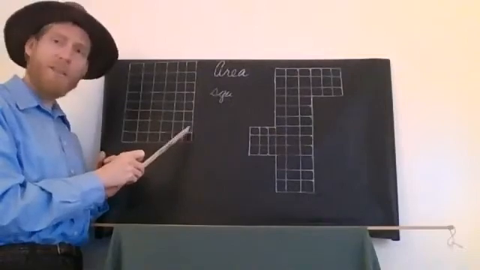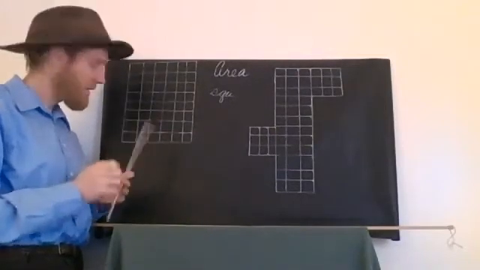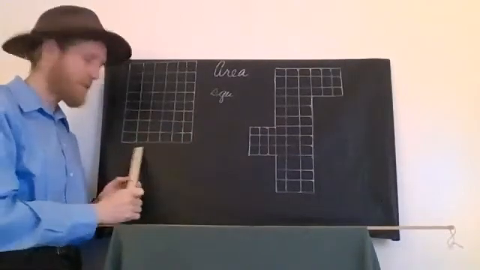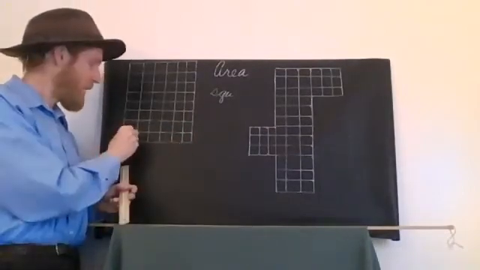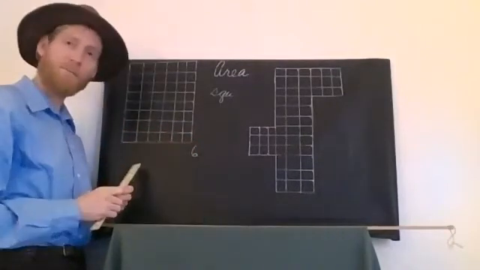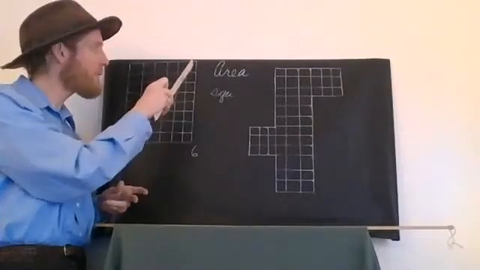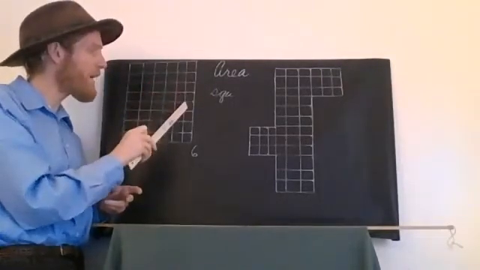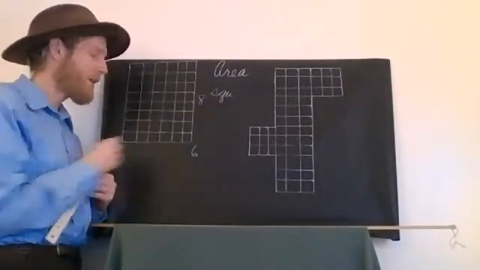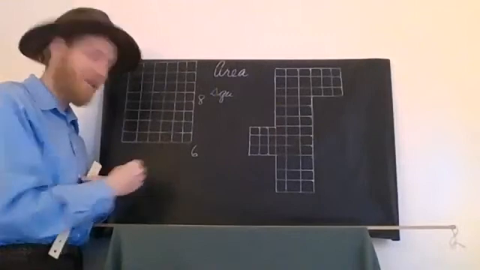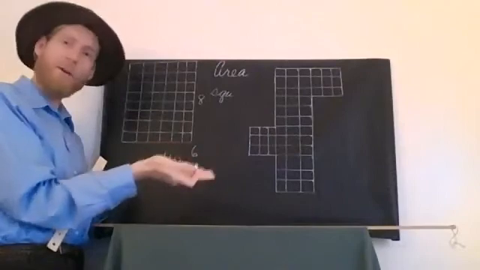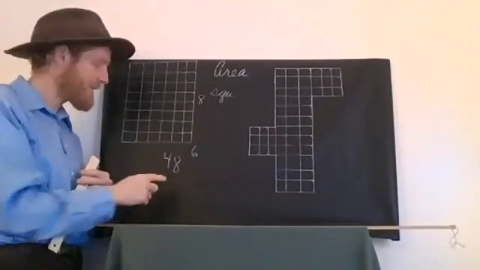But a simpler way than just counting up all the squares would be, how many squares are across this way? Across this way, 1, 2, 3, 4, 5, 6. I'm going to write a 6 there. How many squares are this way? 1, 2, 3, 4, 5, 6, 7, 8. There are 8 squares along that way. What's 8 times 6? 48. And I could say that's 48 square inches or whatever. I could say there's 48 square inches.